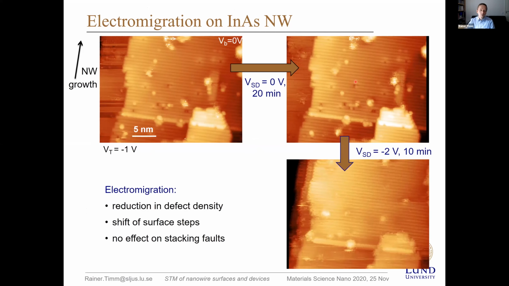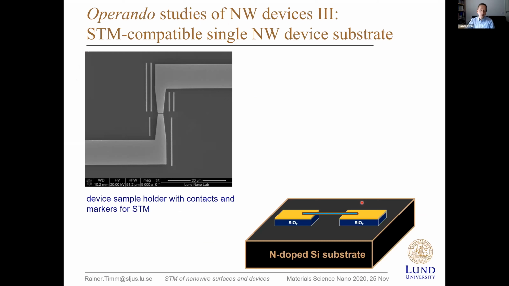But if we now apply a source drain bias along the nanowire and image again afterwards, we see that some of the defects have now filled, and some steps have slightly moved. So we have a migration of individual atoms here due to the applied bias.